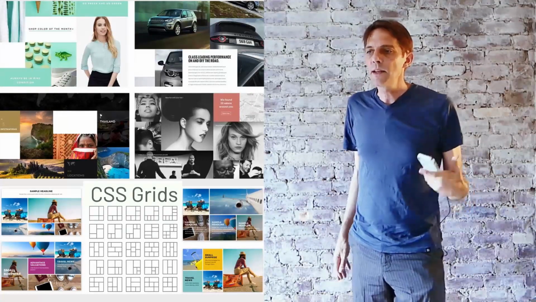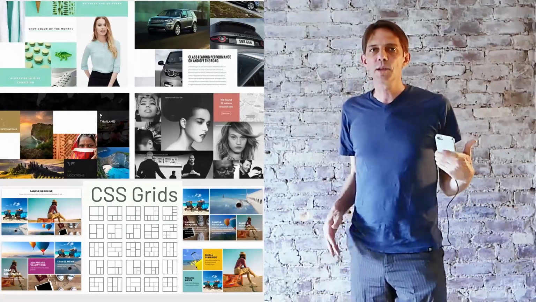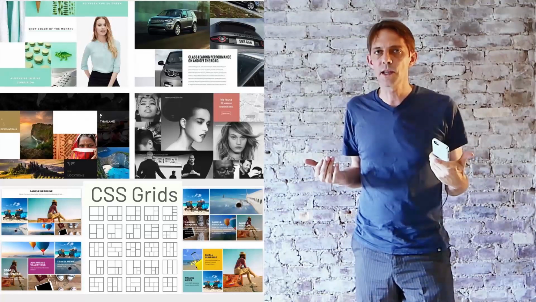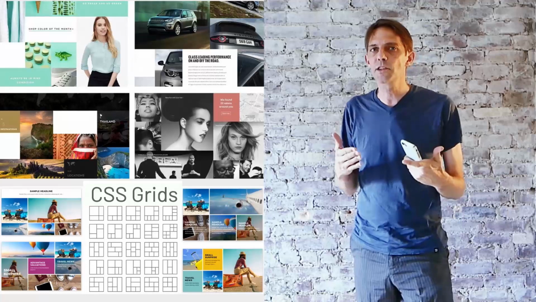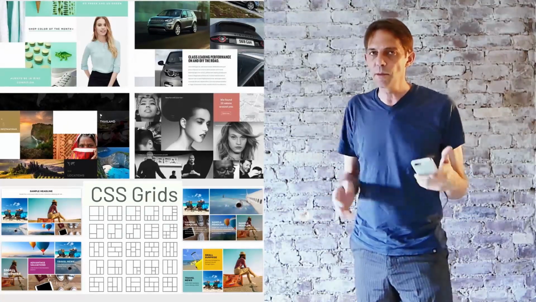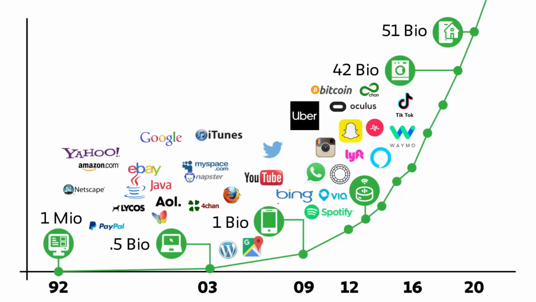But CSS grids is the new system to design it, and I think it's much easier for a visual designer to understand that system. It's much more logical, and you don't have to do crazy math and floats and things like that. It's still pretty hard to overlap things, but it's getting easier.